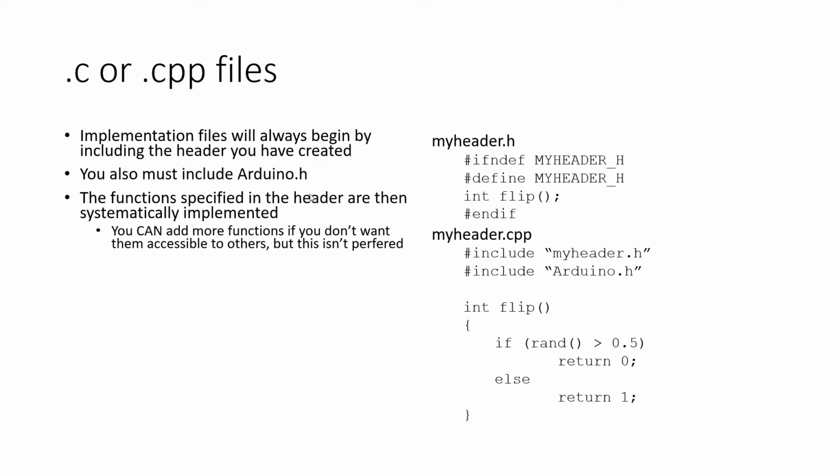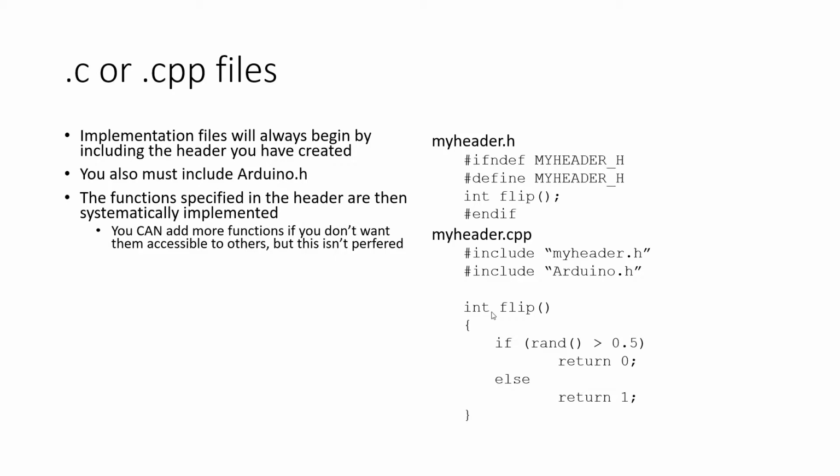Now the implementation file will always begin with including your headers. So in the case of our previous one, we have myheader.h, which is going to contain a function called flip, which is a coin flip in this case. And our myheader.cpp begins with #include myheader.h. Now it's important on Arduino that you include Arduino.h, otherwise you're going to run into compiler errors. This is not true in other C and C++ compilers. There are other things that may or may not be required to be included depending on the platform you're running on and whether you're using pre-compiled headers or standard headers.